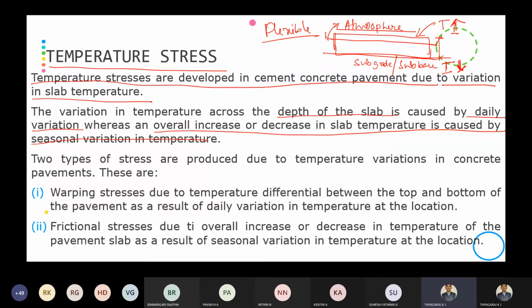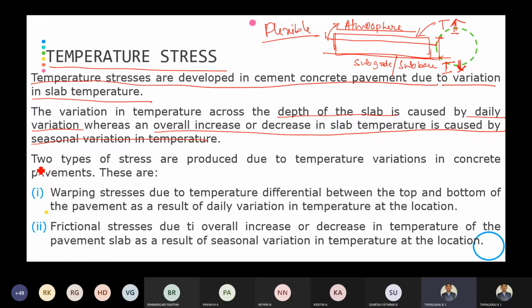As we all know, during summer the top portion of the cement concrete pavement has a higher temperature, but the bottom of the slab temperature is lesser. But when you come to winter or rainy season, the surface temperature of the cement concrete pavement is lesser and the bottom is still lesser than the top. So because of this seasonal variation and daily variation, the thermal stresses or temperature stresses are going to develop.